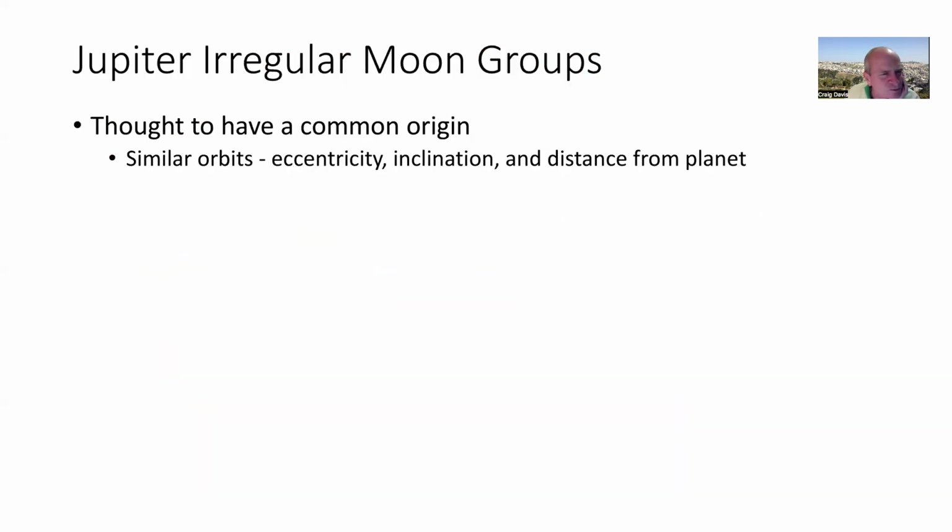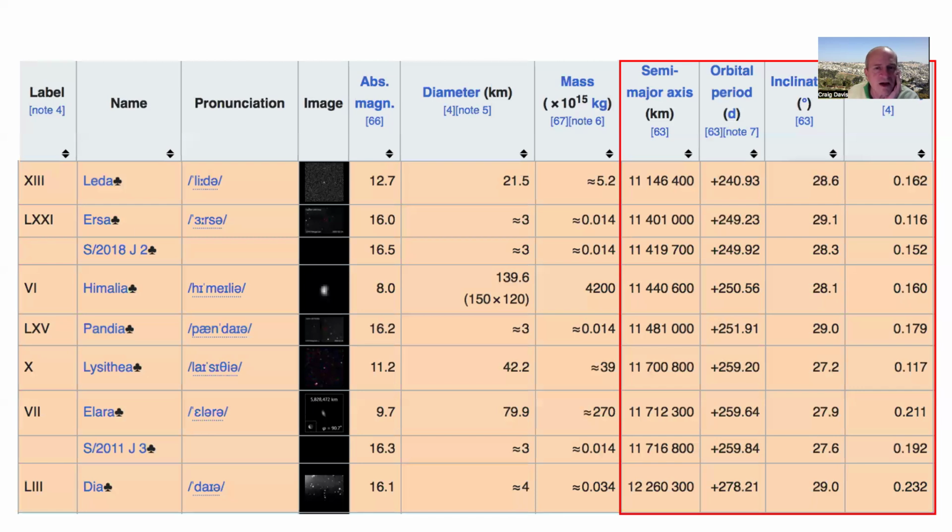Now we should come back to Jupiter's irregular moons and talk about groups. The irregular moons of Jupiter, many of them are divided into groups, and the groups are thought to have a common origin because they have similar orbits. One example here is called the Himalia group, and I just clipped this out of the Wikipedia page on Jupiter's moons. And I boxed in red the semi-major axis, that's how far it is from Jupiter. The orbital period, how long it takes to go around, the inclination and the eccentricity.